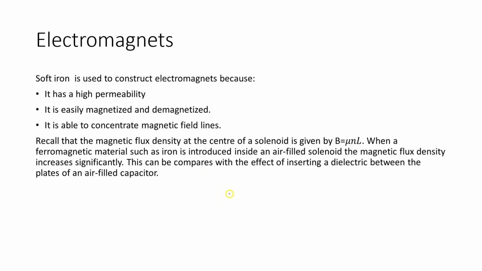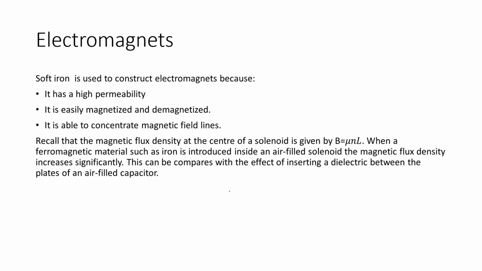But one of the things that I want us to understand about electromagnets is that whenever we are constructing an electromagnet, and one of the main types of electromagnets that you will come across is what we call a solenoid, we generally use soft iron. So there are different types of iron. You have irons that are hard and you have irons that are soft.